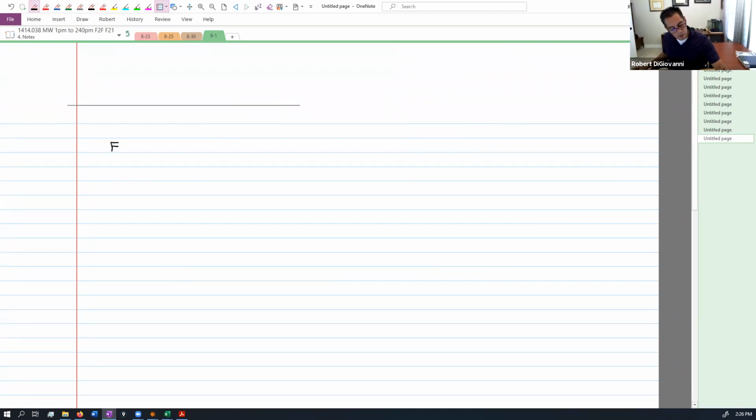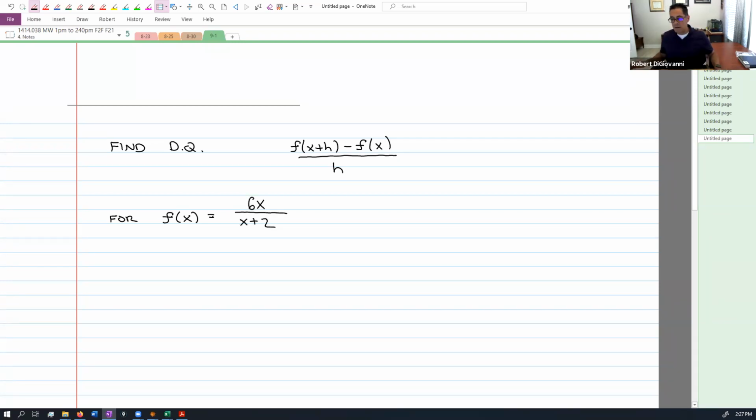So I want you to find the difference quotient. In other words, I want you to find f of x plus h minus f of x all over h for the function f of x equals 6x over x plus 2. Okay, this is going to not be that great. It's going to suck.